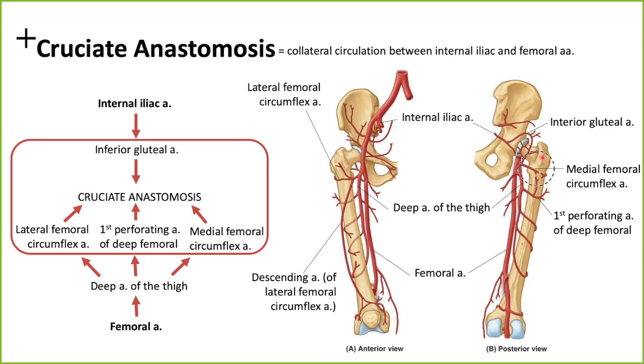So we're going around. Remember that medial femoral circumflex is going to be coming around the neck of the femur. And then the first perforating artery of the deep femoral. There are perforating arteries that come off, so we've got femoral, and then we've got deep femoral. That first one coming off and wrapping around is that first perforating branch. And then all of these, we've got the deep artery of the thigh, so that deep femoral, and then of course we talked about the femoral artery as well. So our cruciate is inferior gluteal, lateral and medial femoral circumflex, and that first perforating artery of the deep femoral. And they're all coming together right here at the neck.